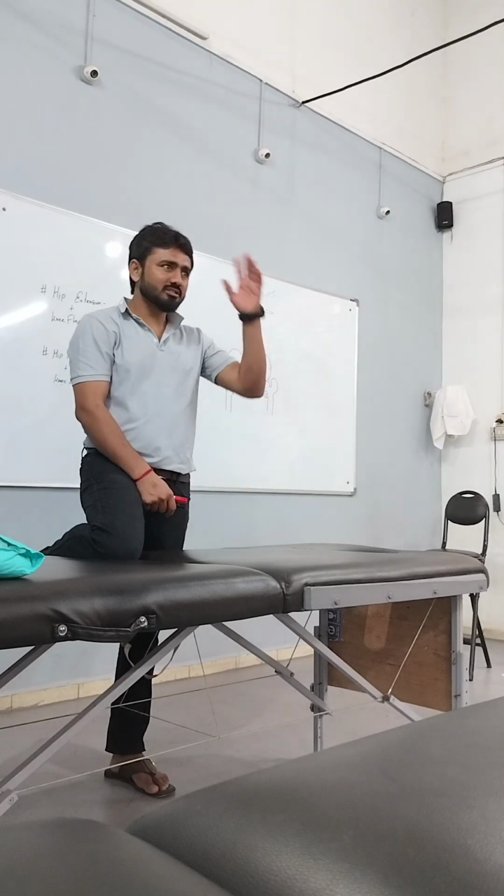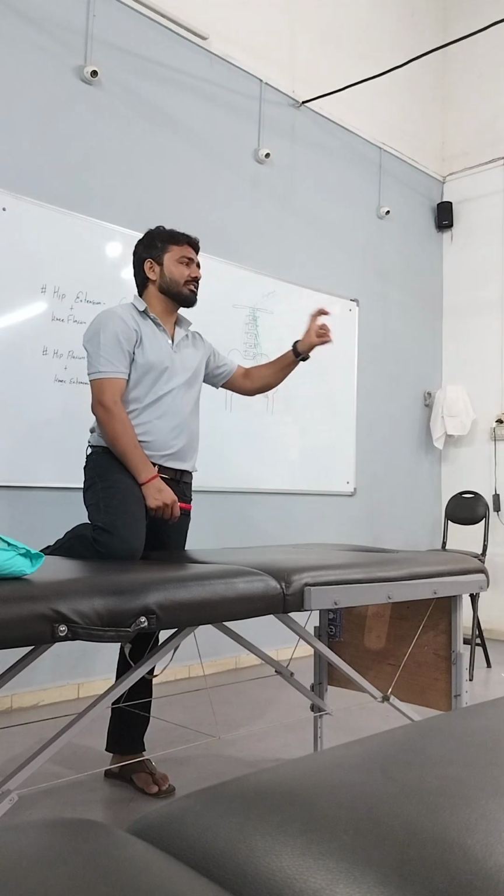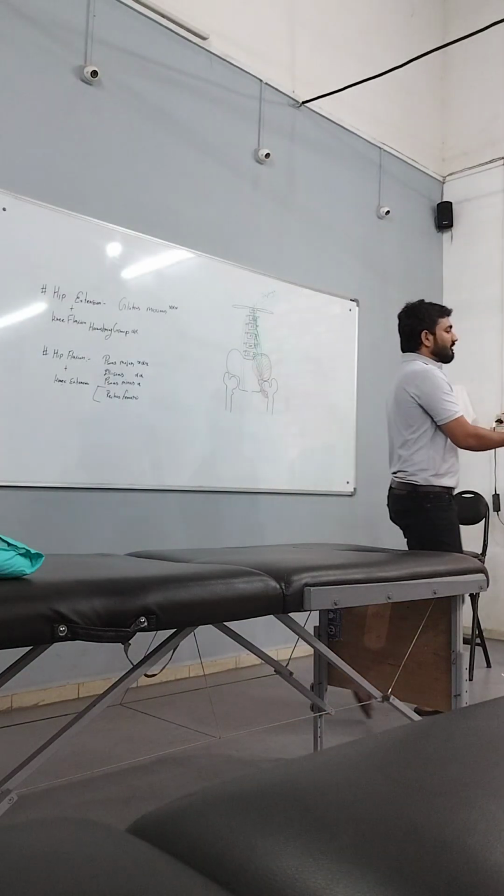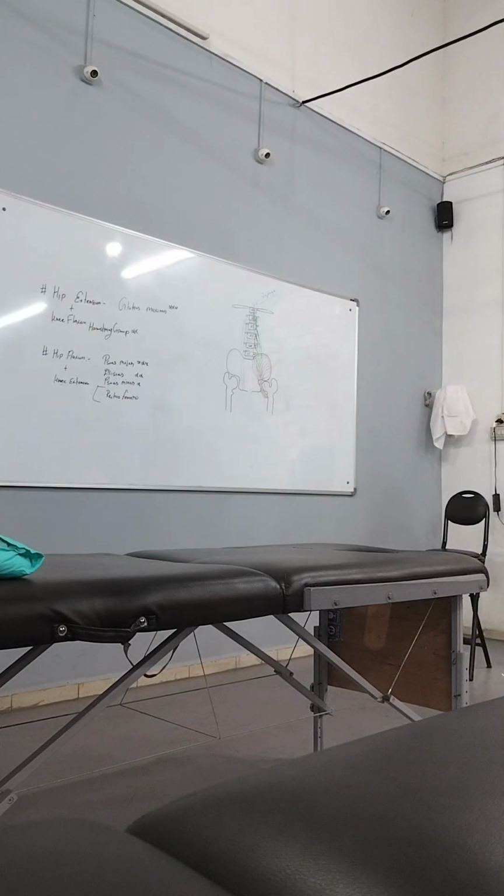fused. It's 5, and after that it becomes like all joints. Okay. And there is only one space between the coccyx and the sacral region.